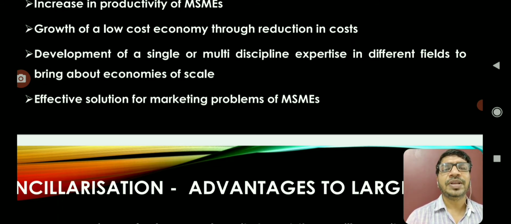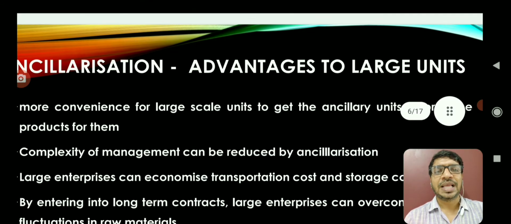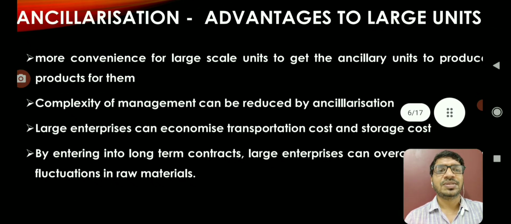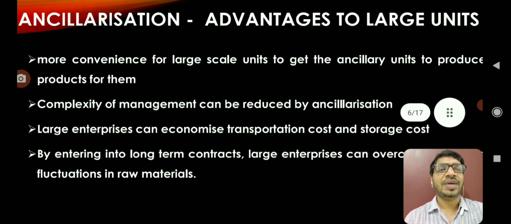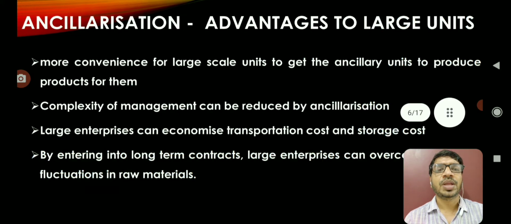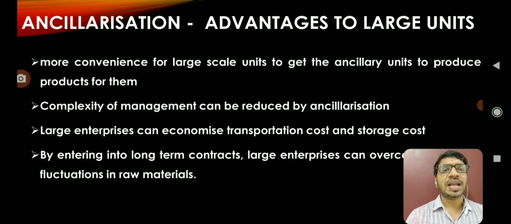Next, effective solution for marketing problems of MSMEs. Once these micro, small and medium enterprises are attached to the large scale industries as ancillary units, most of the marketing problems will be solved, so as to sell their products and services. Now, what are the advantages to large units? It's more convenient for large scale units to get the ancillary units to produce products for them.